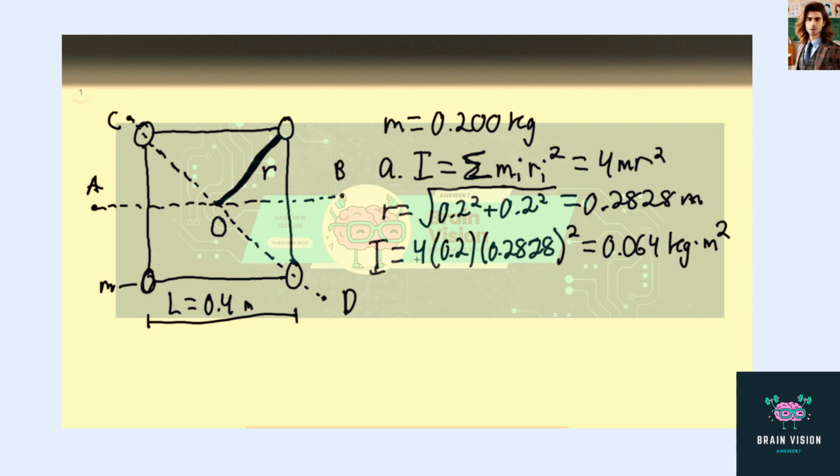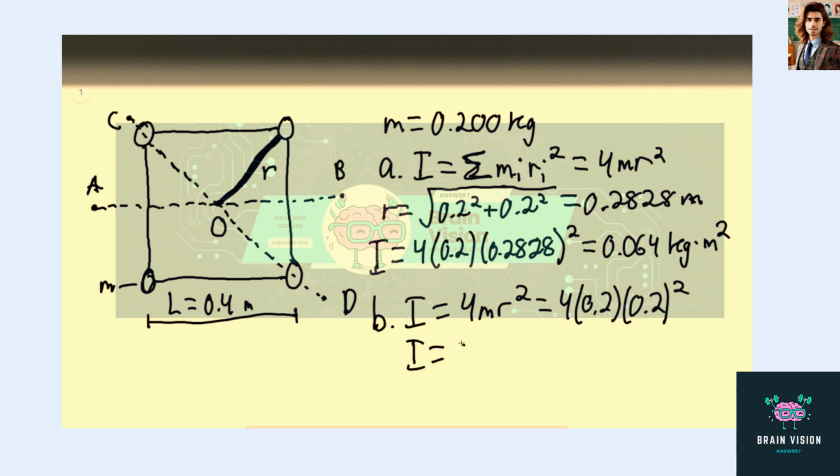And then they're asking us to find the moment of inertia along line AB. So that would be a little bit simpler. We can say I equals 4mr squared, except for now, r is going to be a little bit different. For r, it's just going to be 0.2 because that's how far away each mass would be from the axis of rotation. And this is going to be equal to I equals 0.032 kilogram meters squared.